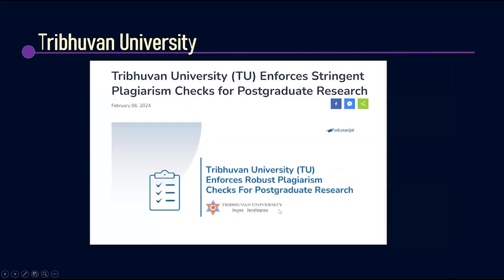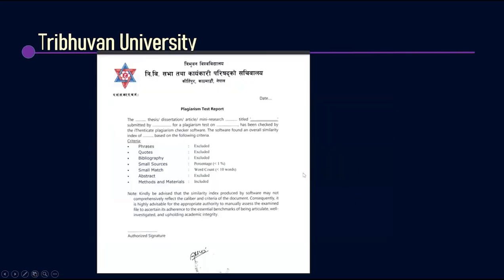How about the Tribhuvan University? Tribhuvan University also has issued stringent criteria on plagiarism. This is the recommendation from Tribhuvan University Executive Council regarding plagiarism. They have got this template, and all the masters and doctorate thesis should be checked by this before it is submitted for defense. So while you do the plagiarism check, phrases are excluded, quotes excluded, bibliography excluded, small sources less than 1% are excluded, and small batch word count less than 10 are excluded.